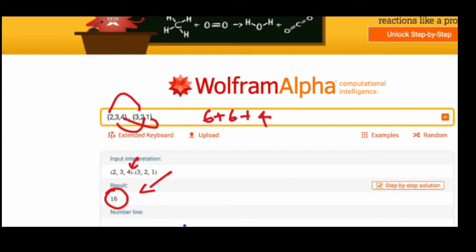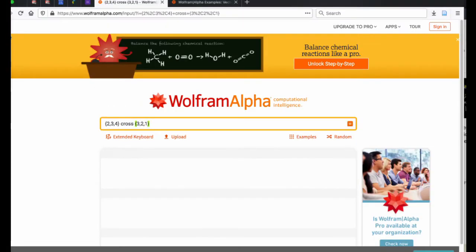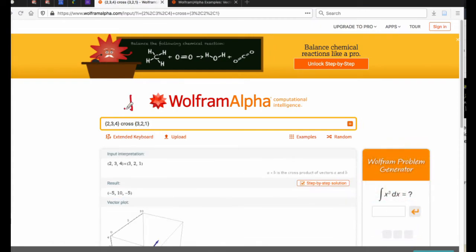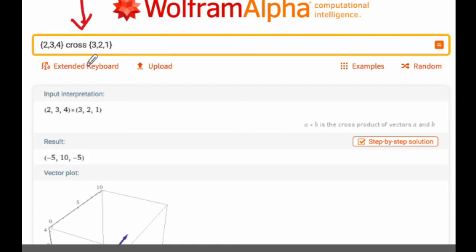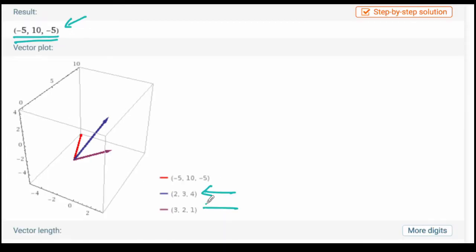Similarly, why don't we take a look when we try to do the cross product between these two vectors? Unlike the dot that you put last time, here you have to type the word cross and you get the cross product between these two vectors, something like minus 5i, 10j and minus 5k. You are able to see that there is a blue vector here and a purple vector here. These two are your initial vectors, and the resultant vector comes up as the red vector, which is perpendicular to the plane containing these two vectors.